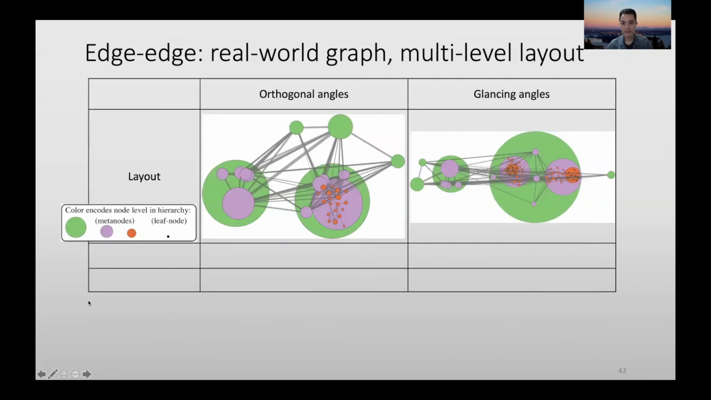This is the last example about edge-edge crossings in a real-world graph using multi-level layouts. You can see that on the left layout, there are many orthogonal angles in the crossings, and there are many glancing angle crossings on the right layout. So both our area-aware clutter and count-based metric are successful in describing this situation.